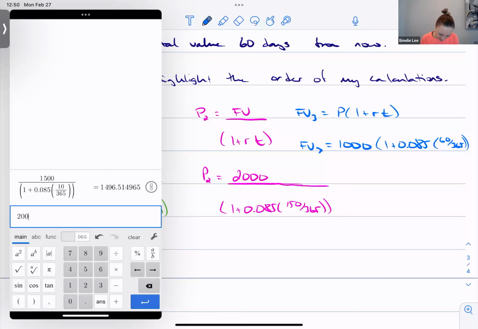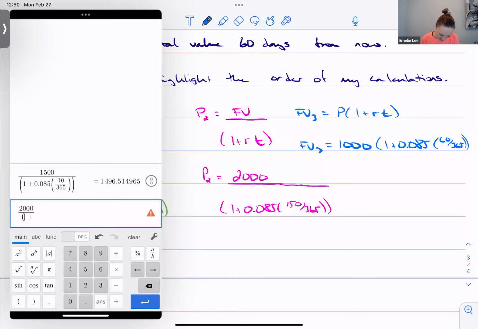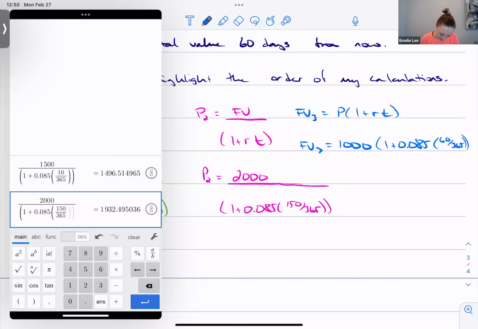Same thing, $2,000 divided by 1 plus 0.085 times 150 divided by 365. Oops, not down there, but up here. Close the brackets. Again, just checking in. It needs to be less than 2,000, so 1,932 and 50 pennies.